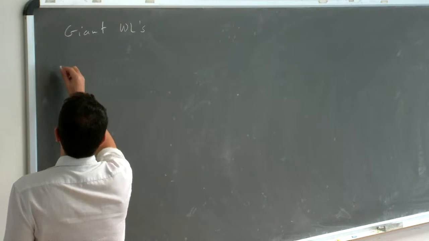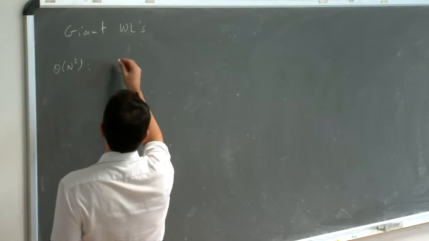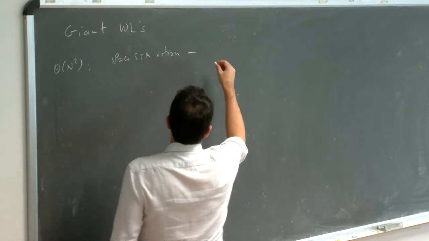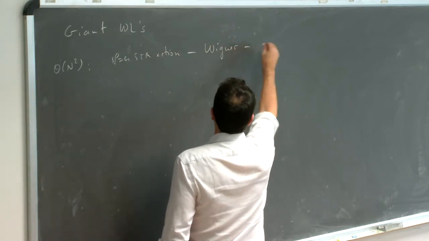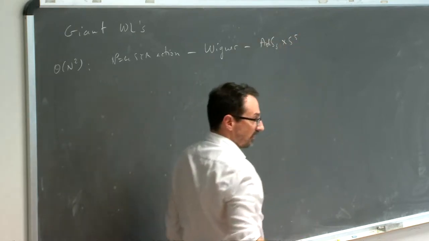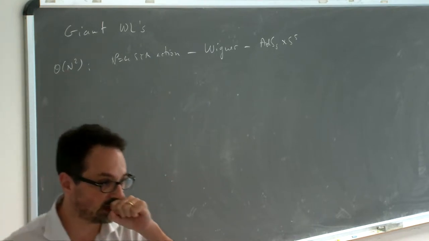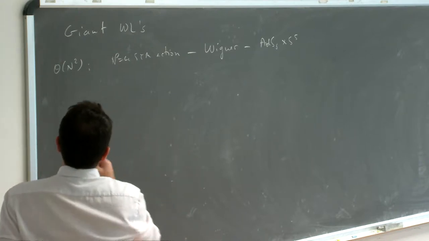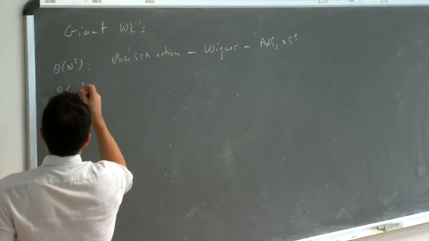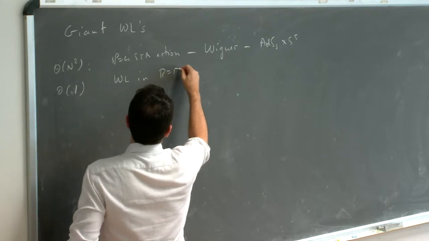The crucial thing is that there is something that weighs order N squared, which is the N equals 4 super Yang-Mills action, or equivalently the Wigner semicircle distribution, or equivalently the AdS5 times S5 background. This is something which is fixed at this order in the N counting. And then we inserted something that goes like order one, which was the Wilson loop in the fundamental representation.